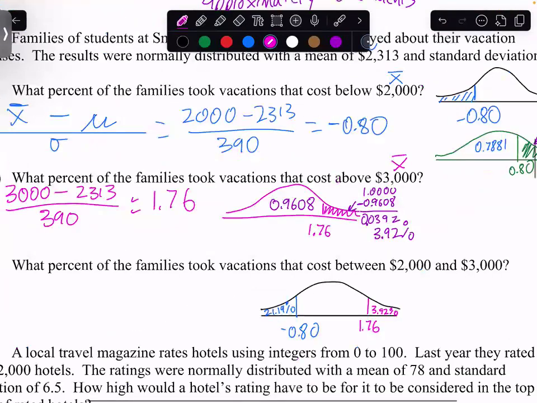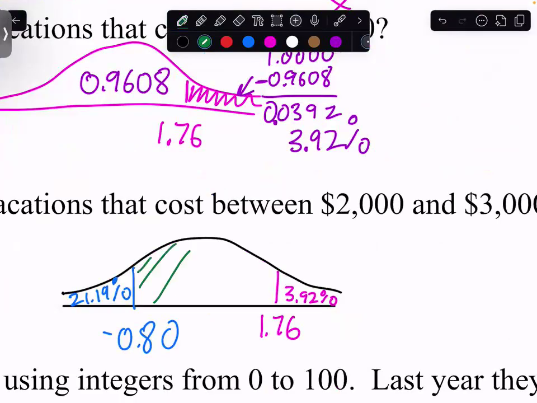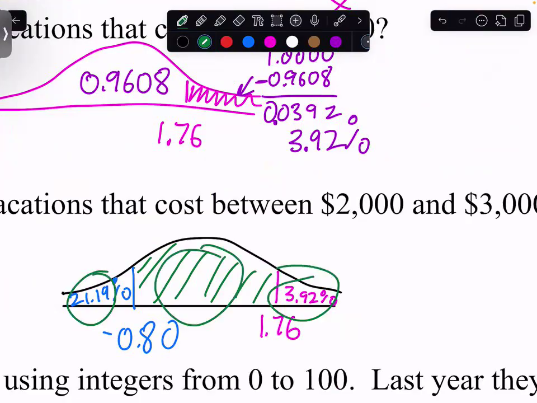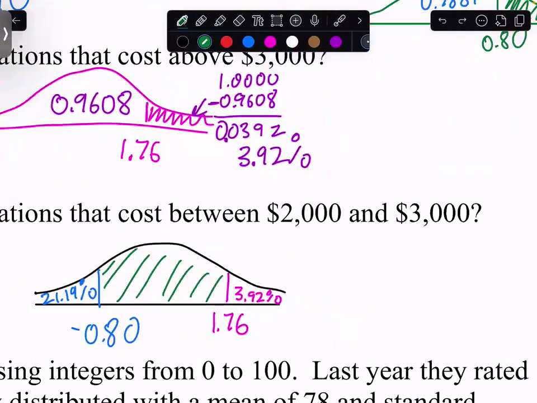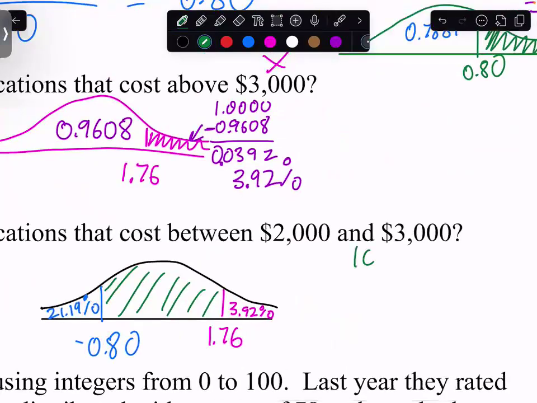Okay, now what area do we want for this part C? We want between them. So between them would be right here. Okay, so this time the curve has been split into three pieces, but still they must all add up to 100, one whole or 100%. Okay, so the total curve is 100%.